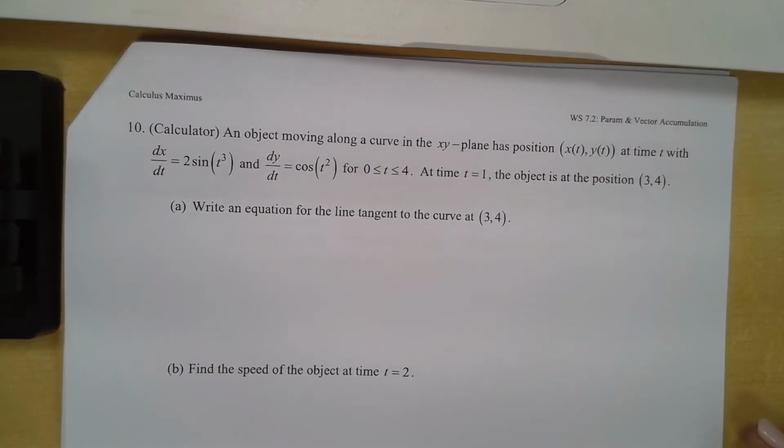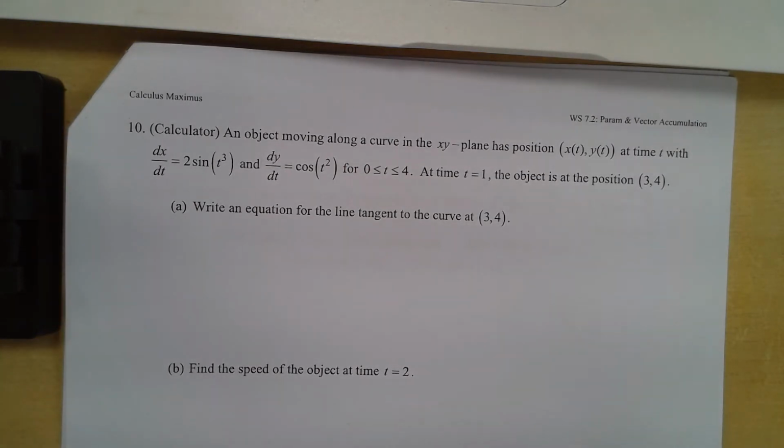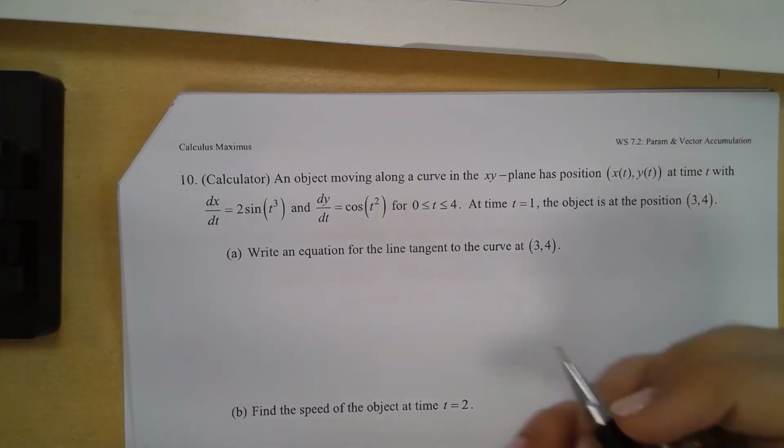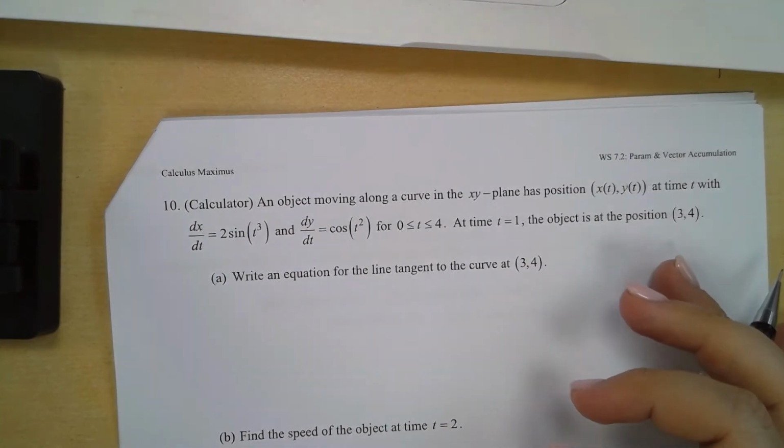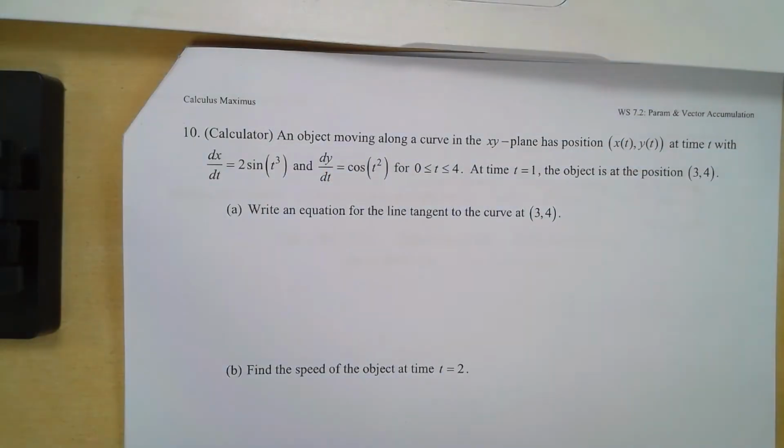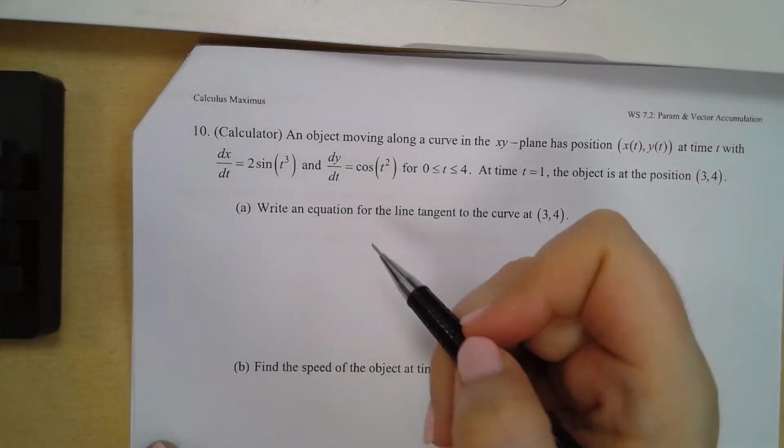So an object is moving along a curve in the xy plane, has position x of t, y of t at time t, with dx over dt equal to 2 sine of t cubed, and dy over dt equal to cosine of t squared for 0 to 4 of t. At time t equals 1, the object is at the position 3, 4. We're asked to write an equation for the line tangent to the curve at 3, 4. Well, of course, we've actually been given our derivatives already.